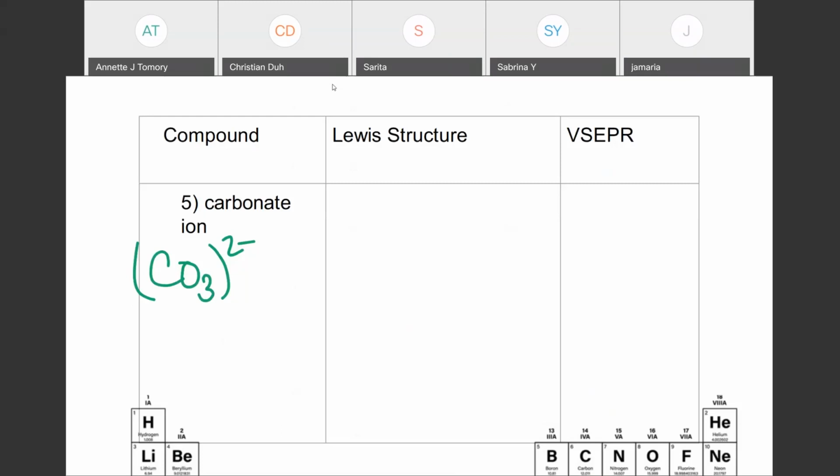Because if you do that, you'll have a full octet for them, except the carbon. So is it 24 electrons? 6 times 3 is 18. Yes, it's 24 electrons.